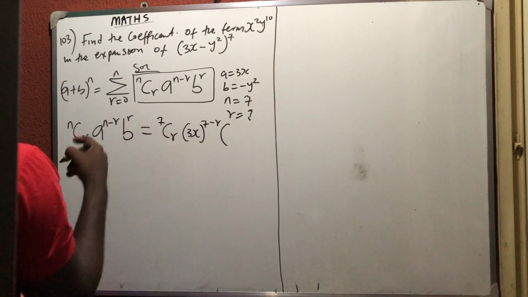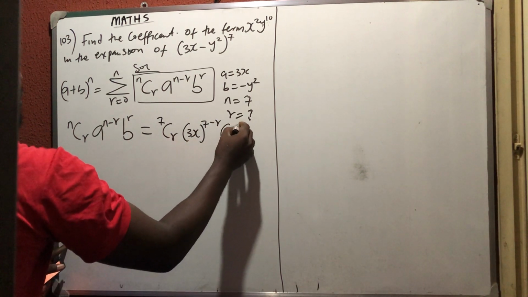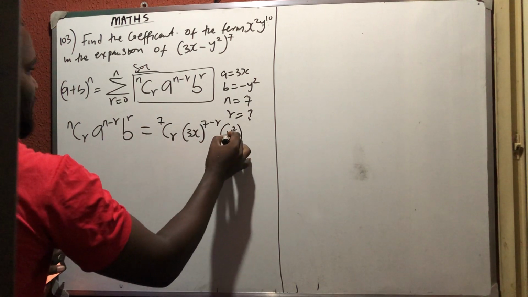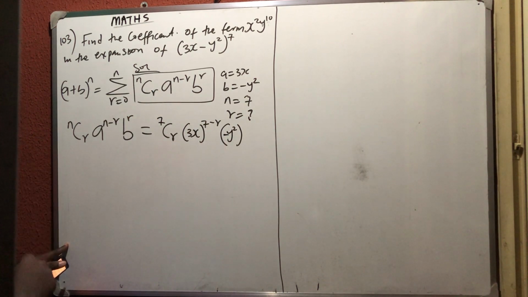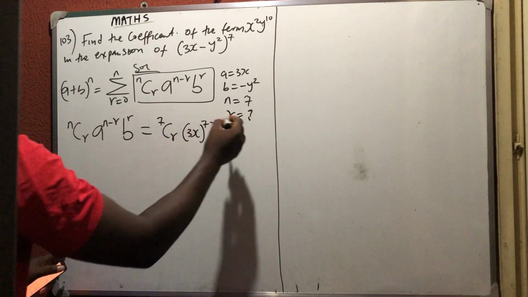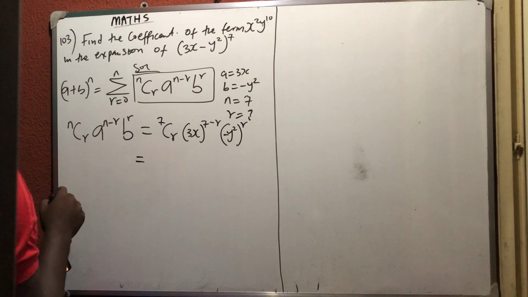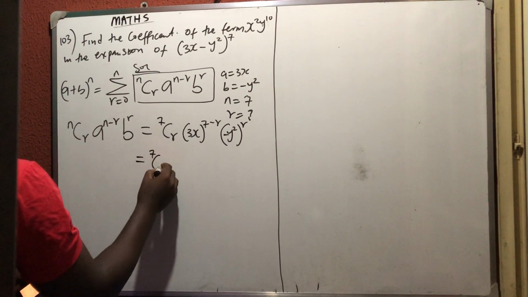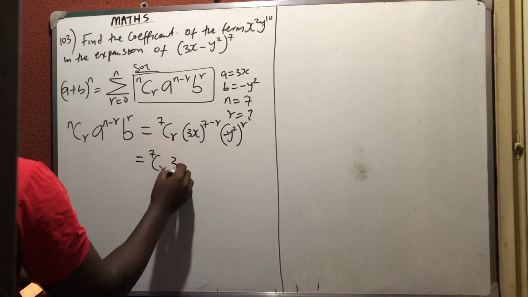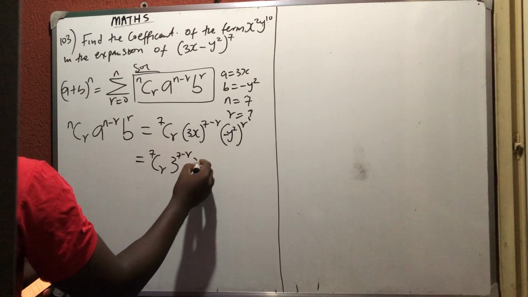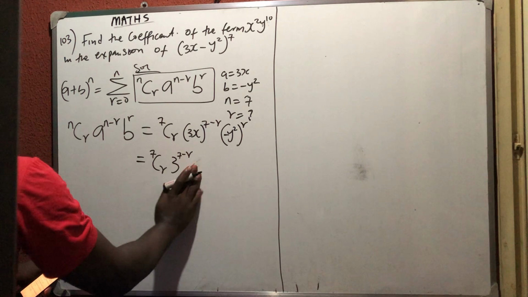Then I will now have what? y squared all raised to power what? This is minus y squared, minus y squared all raised to power r. Okay, so let us clear. Let me bring all the constants to one side. That is 7 combination r. Then I'm going to have 3 raised to power what? 7 minus r. Then this is the first constant here.